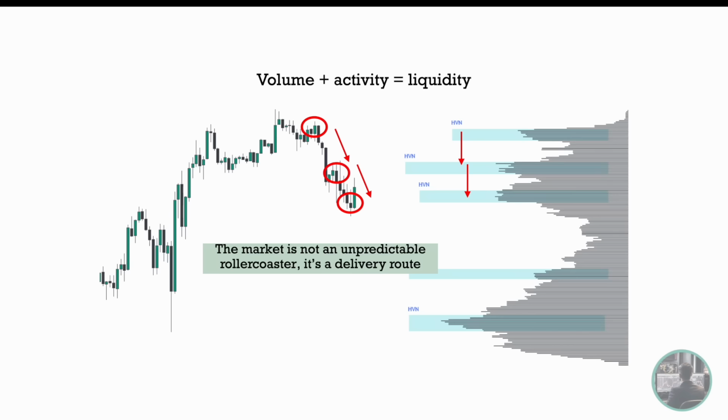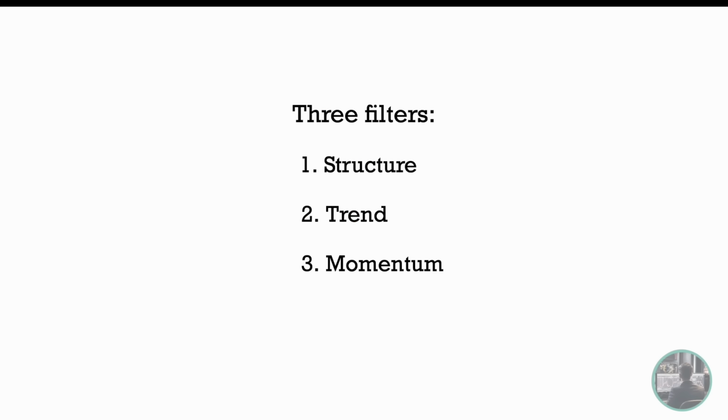So now, all you need to do is decide which HVN it moves to next. That's literally it. You don't need to overanalyze price action, daily levels, context, news, events, or anything else. And the way you do that is with three simple filters: structure, trend, and momentum.